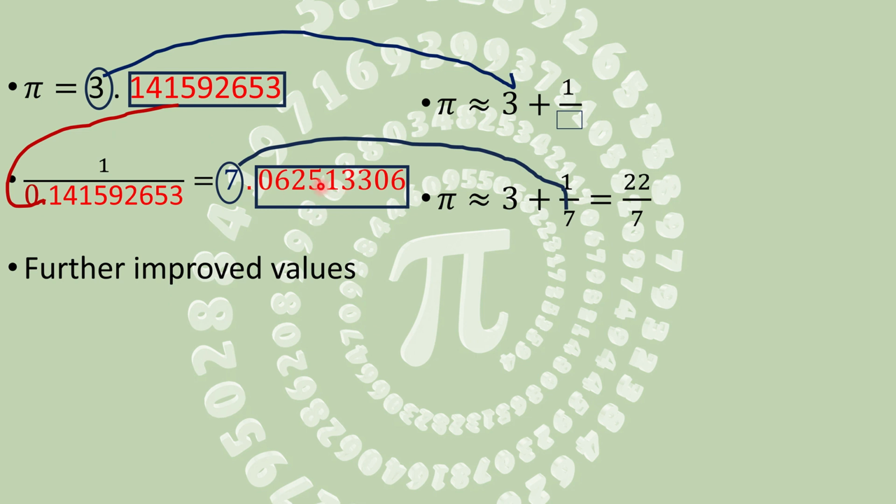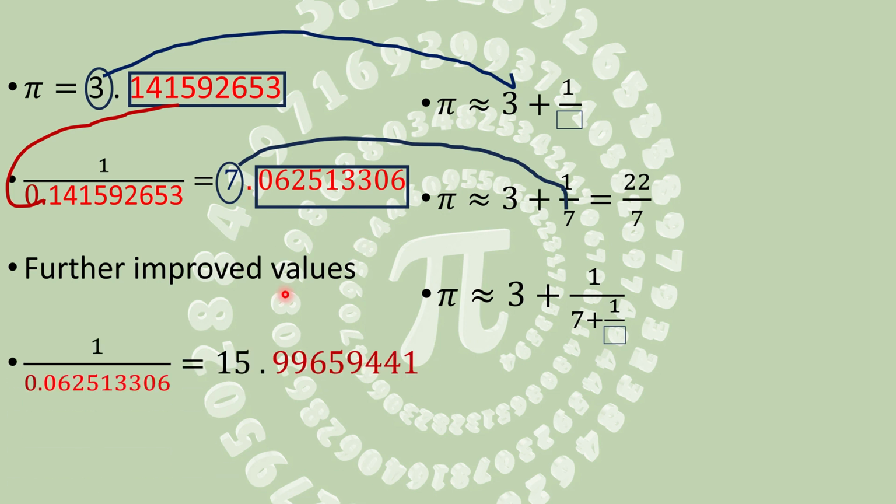I'll now take the reciprocal of this non-integer part. I'll just bring this one down, and I'll take 3 plus 1 over 7, and then I have 1 divided by, again I need this number. What should this number be? That's the same as what we have done here. I'll take the reciprocal of this number, and that gives you 15.996594441.